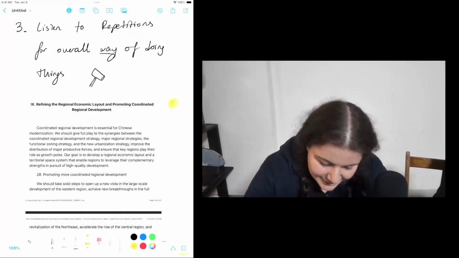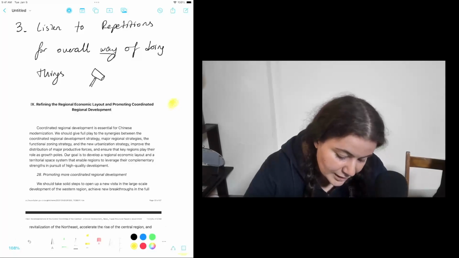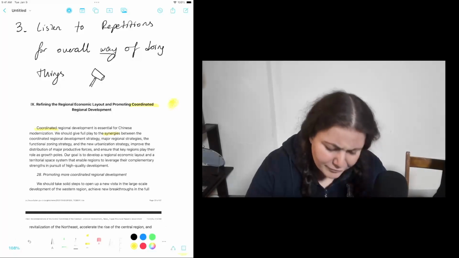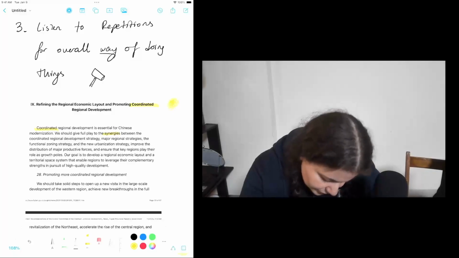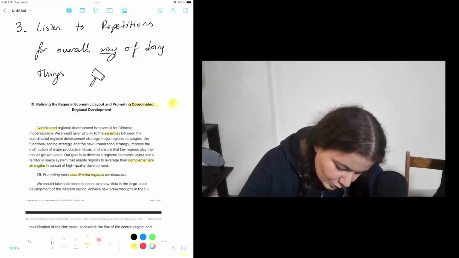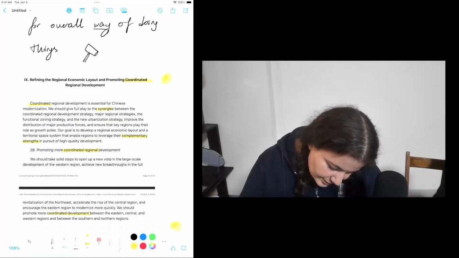So this is one of the 15 sections. This is section number 9, refining the regional economic layout and promoting coordinated regional development. Coordinated regional development is important, etc., etc. We should give full play to the synergies. I won't read the whole thing. Urbanization. Part of it is also like the complementary strengths. So we should know what every region is doing. Another, coordinated regional development. We should promote coordinated development.